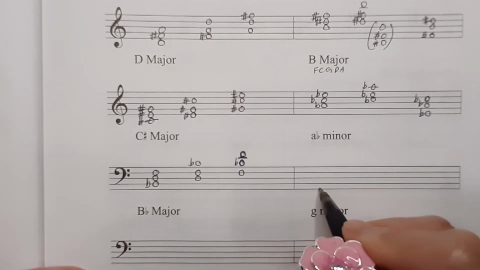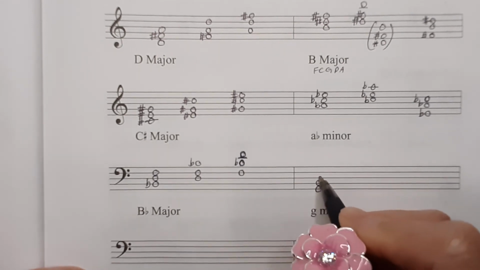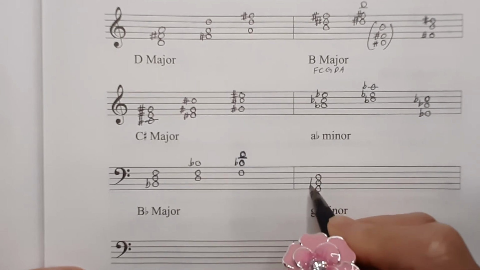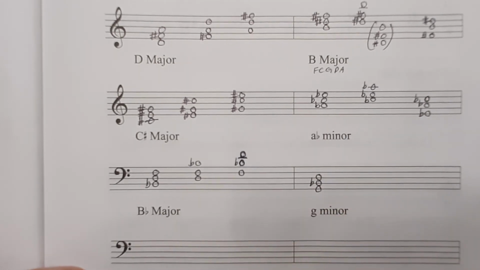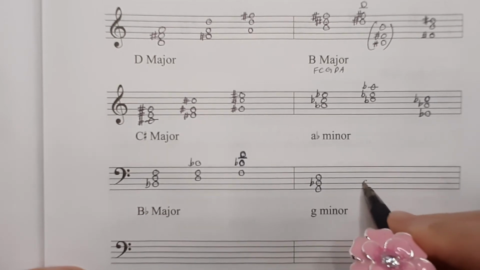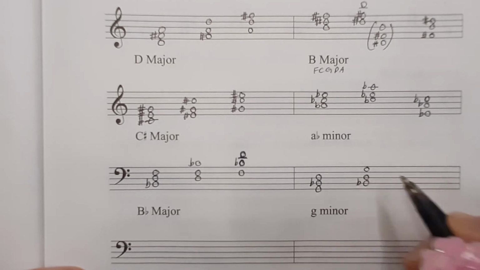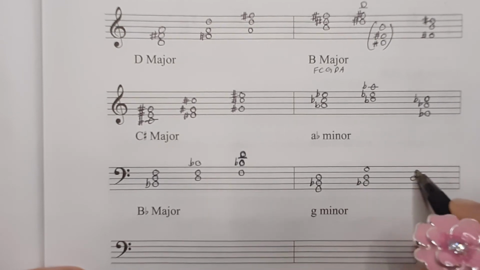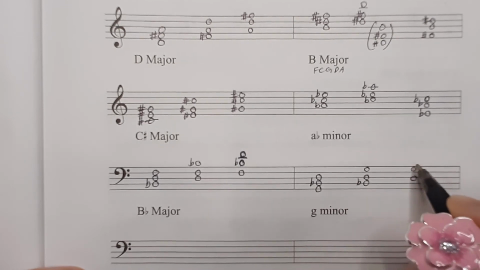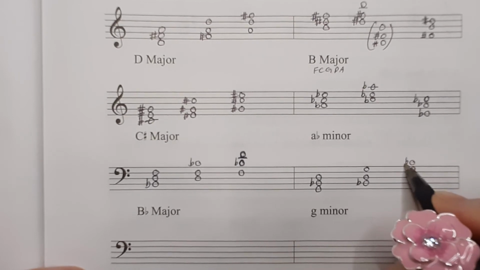Now G minor. We have G, B, D. This is bass clef, right? Now lower the third. This is G minor. Now first inversion, B flat, D and G on the top. And second inversion, D and G, keep them, and B flat, bring it to the top.